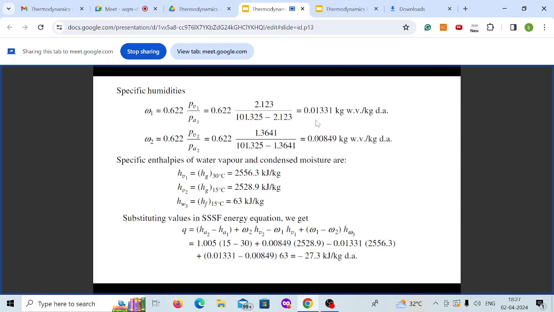This says that some amount of water has been removed, because omega is nothing but the mass of water vapor in air divided by the mass of dry air, so it gives you per kg of dry air. At omega 1, for 1 kg of dry air you have 13.31 grams of water vapor, and at state 2 you have 8.5 grams of water vapor for 1 kg of dry air. That difference is the amount of water vapor which has been removed for 1 kg of dry air.